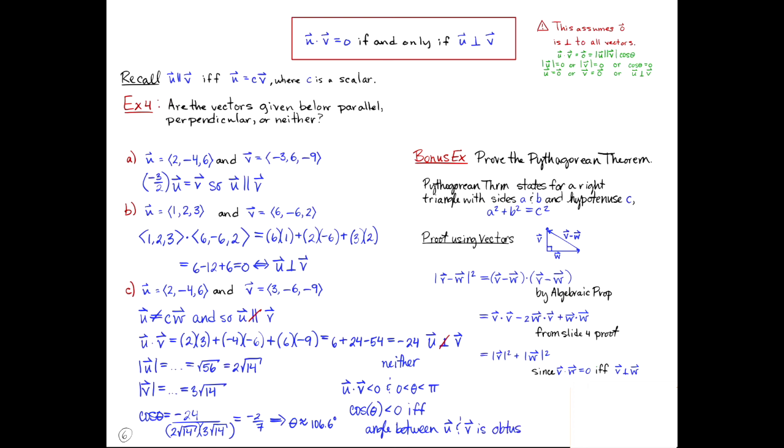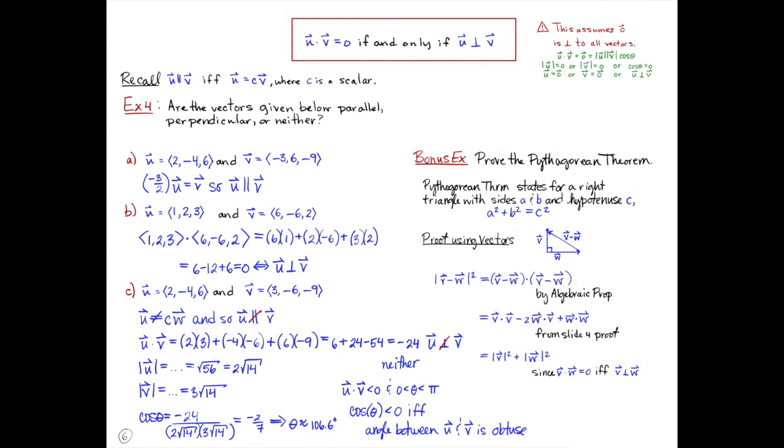So just a nice handy little fact to help you check your work and make sure that the answer you get makes sense: if you have a negative dot product, then you should find that the angle between the two vectors is obtuse, and if you have a positive dot product, then the angle between the two vectors is going to be acute.